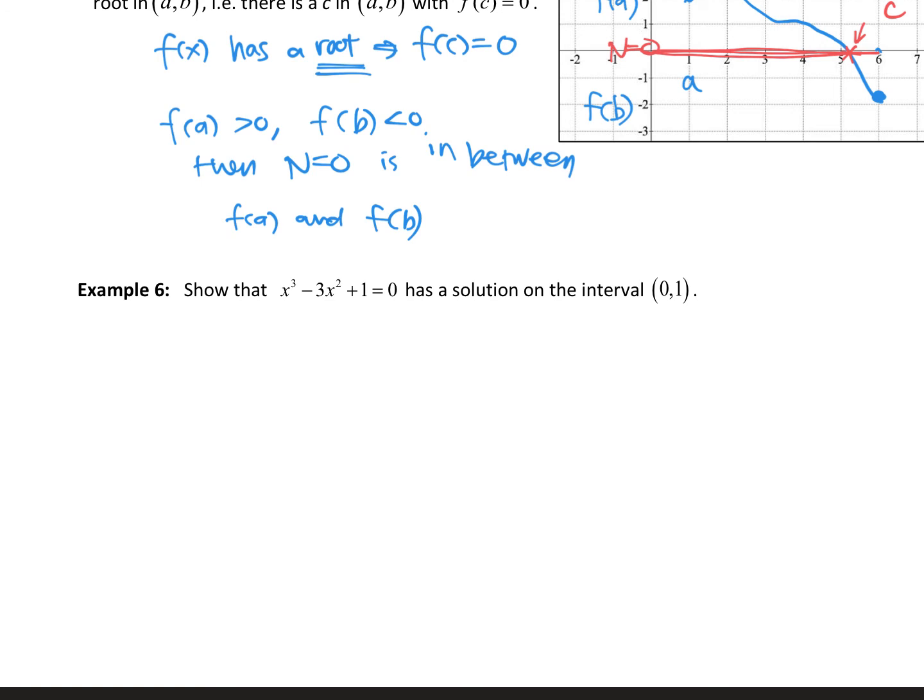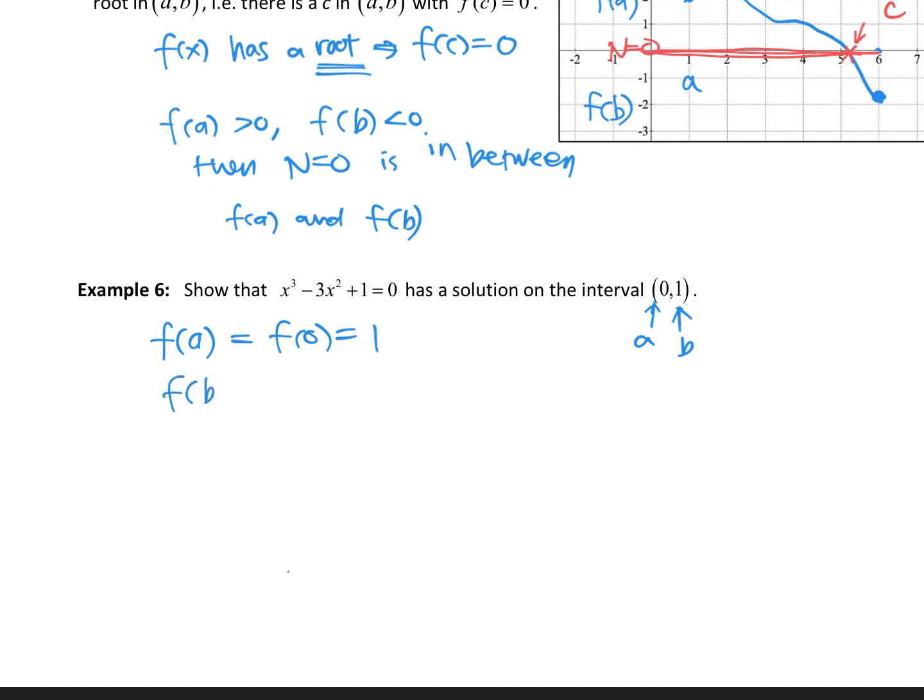Show that x cubed minus 3x squared plus 1 is equal to 0 has a solution. So this is basically saying a root, because a root is where this thing becomes 0. They could have said, show that x cubed minus 3x squared plus 1 has a root. This is exactly the same thing. Interval 0, 1. So my a is going to be 0, b is going to be 1. So f of a is f of 0. Plug in 0: 0 cubed minus 3 times 0 squared, so 0, 0, plus 1.